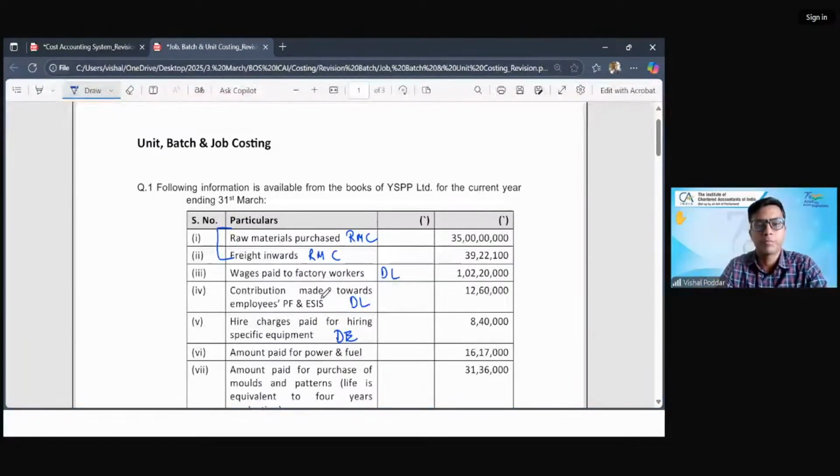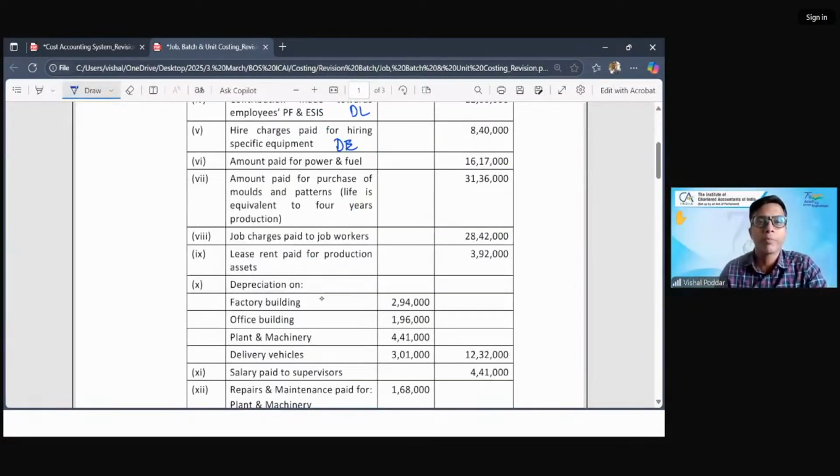Then, now amount paid for power and fuel. Now, generally, power and fuel are required for running the machine. And if it is not identifiable with your product, it goes to production overheads. If it is identifiable with your product, it will go to direct expense. So that is subjective. Key, depending upon what is the assumption, your answer will be either production overheads or direct expense.